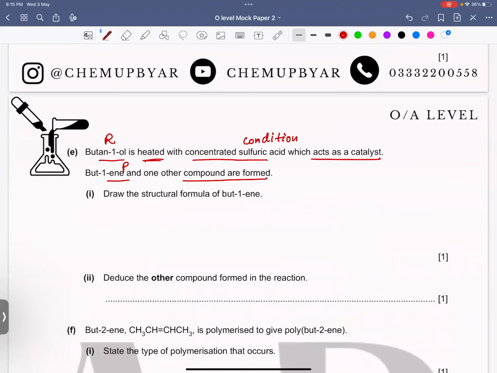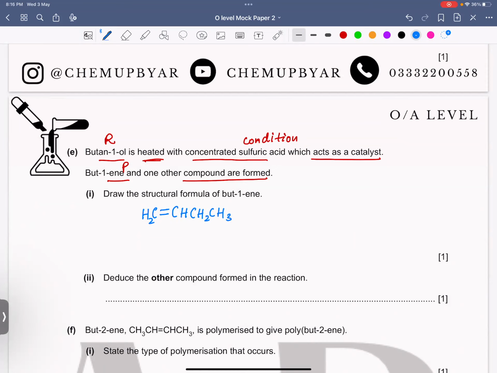Now, what they are asking: draw the structural formula of but-1-ene. But-1-ene means the compound having 4 carbons and a double bond on the first one. So the first carbon, if it has a double bond, must have 2 hydrogens bonded to it. And the second carbon, which has the double bond, as it's part of the chain, has 1 hydrogen, then it is bonded to the next carbon with a CH2, and then the last one with a CH3. So this will be the structural formula of but-1-ene. Is this clear?